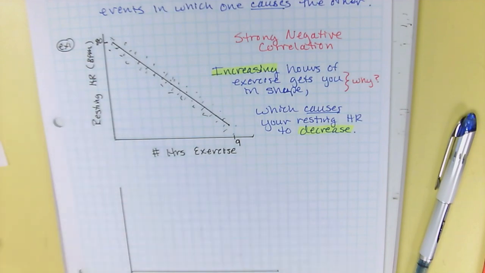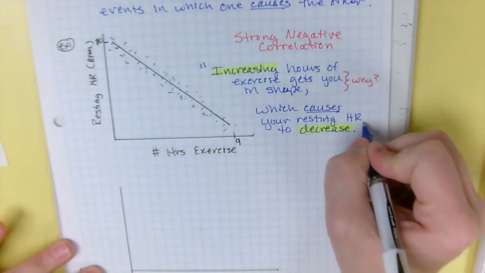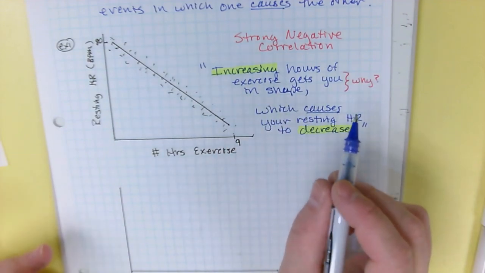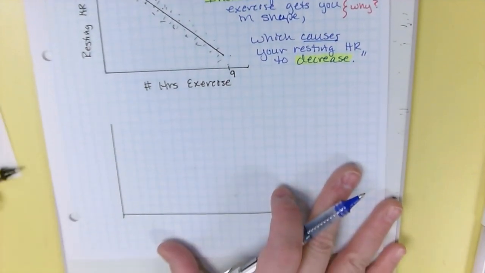So that is a causality statement. So they ask you for a causality statement. That's what they want you to write. Something is increasing or decreasing. This causes something to happen. So the other data increases or decreases.